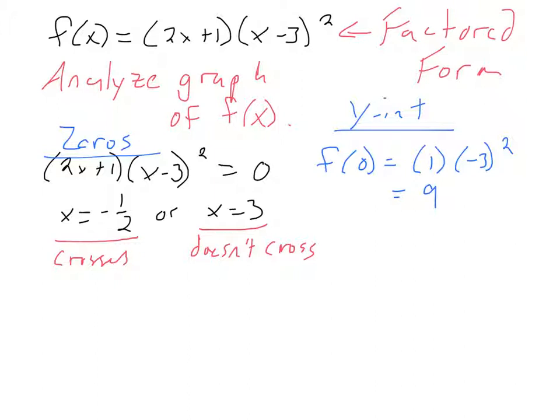So we're already sort of, I'm going to start drawing, or at least plotting some points for the graph of the function over here. We already know that one of the x-intercepts is negative 1/2, one is 3. So one of them is right there. Let me just erase all this and try this again.